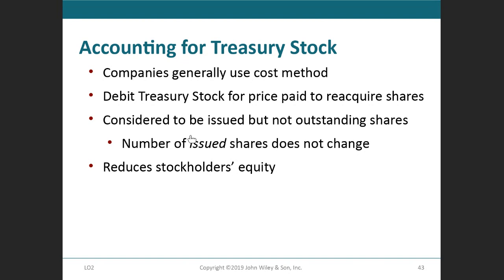So the authorized is the same, the issued remains the same. You will say 100,000 authorized, 50,000 issued, 40,000 outstanding, meaning the other 10,000 you bought back, right? So if you have a difference between issued and outstanding, that means you purchased the difference as treasury stock. All right, let's take a look at an example.